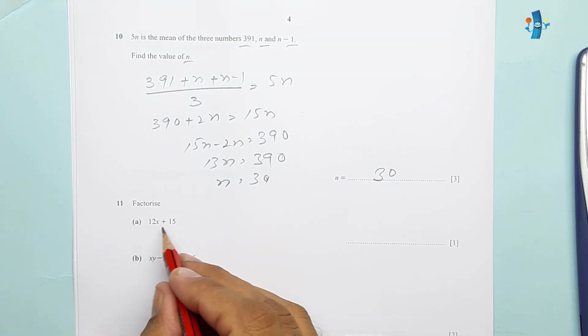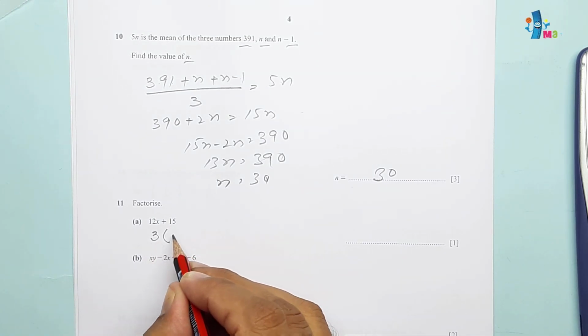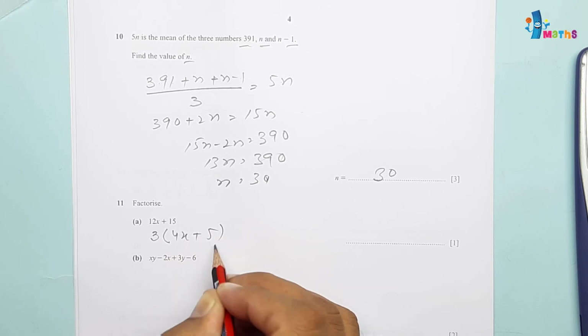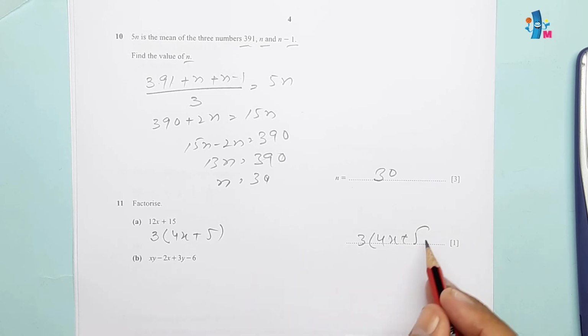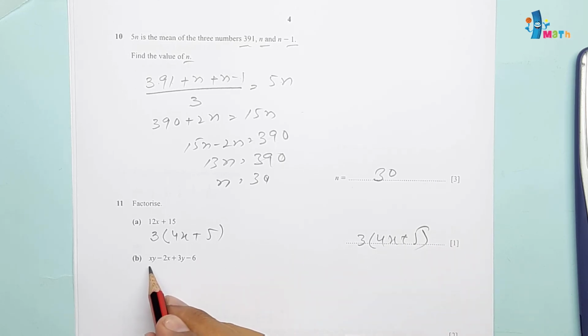Factorize. We have to take common from here. We can take 3 common. So 4x plus 5 will be remaining. So the answer will be 3 into 4x plus 5. In the B part, we also have to take common.